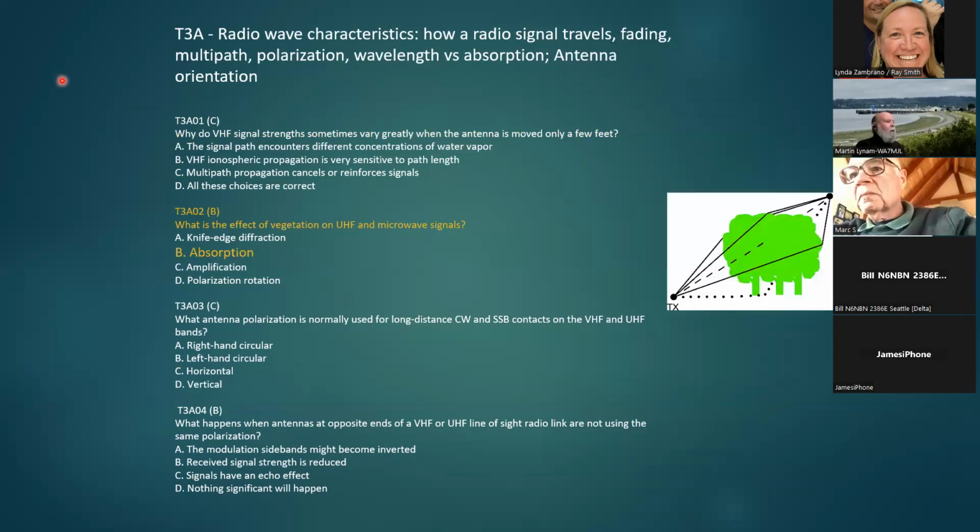And the answer is absorption. Trees, especially pine trees with needles, can actually absorb UHF and microwave signals, not so much on the VHF band. So absorption can be a key area if you are in a forested area.